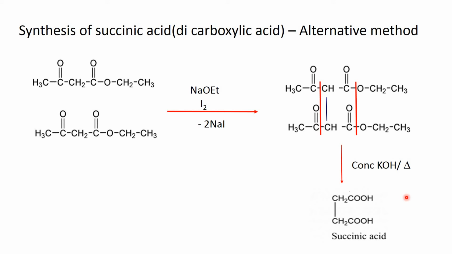Now synthesis of succinic acid, once again an alternative method, as I told you, you can take 2 molecules of ethyl acetoacetate and with sodium ethoxide form the carbanions in both the molecules and treat it with iodine. So this part will be added up. Now do the hydrolysis by using concentrated potassium hydroxide or sodium hydroxide, and then the breakage will be here. So from this part you are getting CH2COOH, CH2COOH, that is succinic acid.